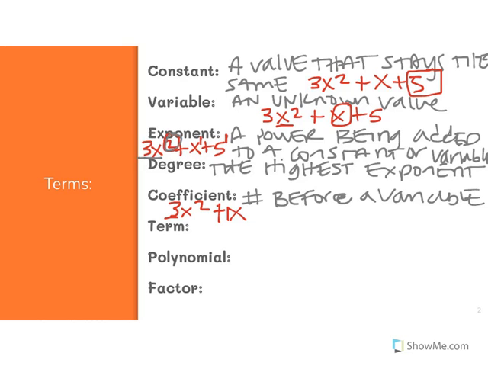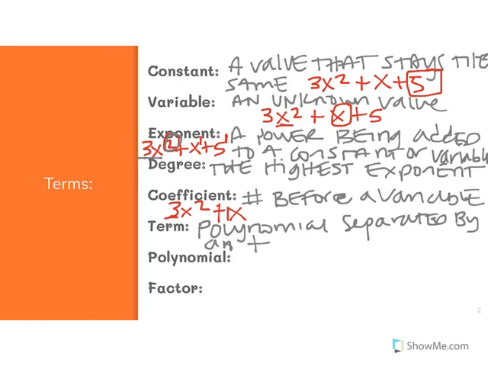Then we have a term. This is a polynomial that is actually separated by an addition or subtraction sign. So those are the signs that you will see that will help us separate our terms. So here in our example, we'd have our 3x squared plus x. So we have one term, two terms, and then if we had the plus 5, then that is our third term. So we have 3 terms there.